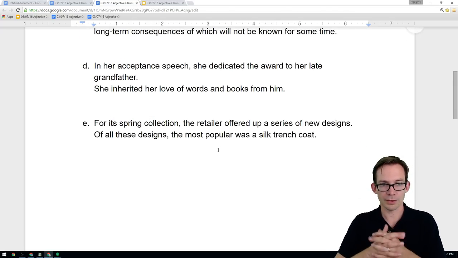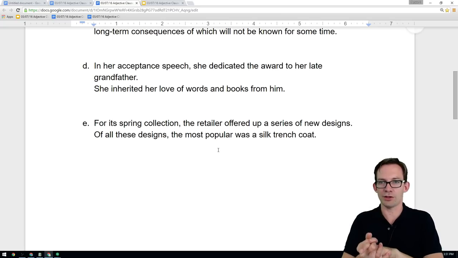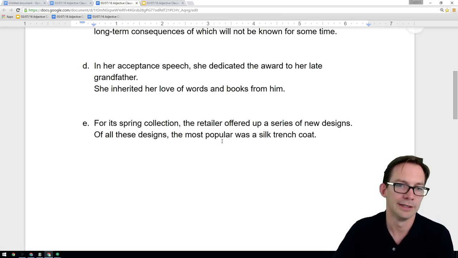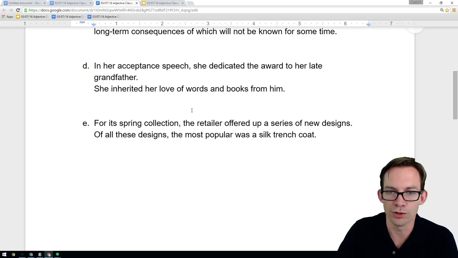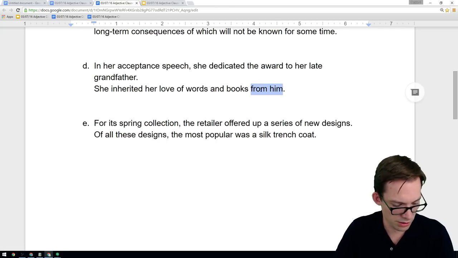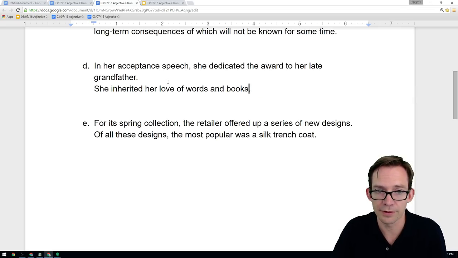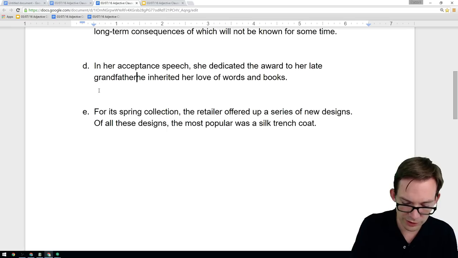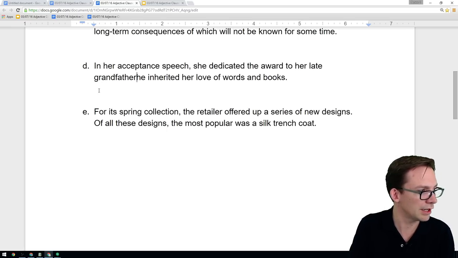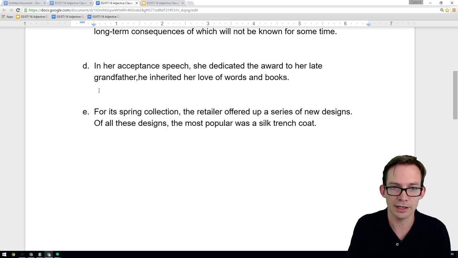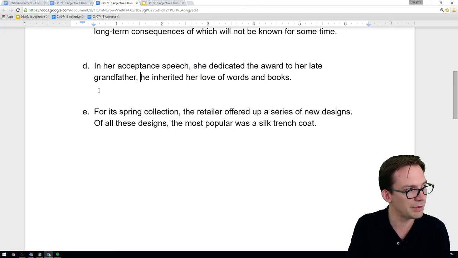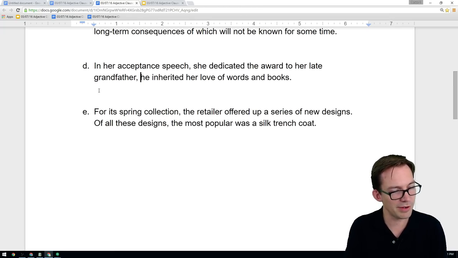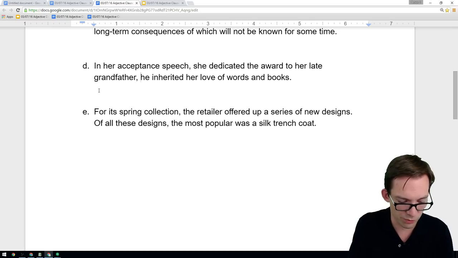Okay, so two more. In her acceptance speech, she dedicated the award to her late grandfather. She inherited her love of words and books from him. Now I saw, I think it was John, gave his answer. And again, John, you were close, but you switched up the preposition. I think John put "in," and I think someone else put "of." Maybe Asami? I can't remember who put that one there.